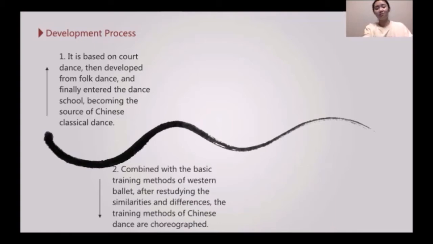Then the second stage. It started to combine with some basic training methods of Western ballet. It's a really similar word, right? Ballet dance. And after restudying the similarities and differences, the training methods of Chinese dance were choreographed. So, as you can see here, Chinese classical dance uses something from Western ballet. You may have some questions in your mind, but no worries about that. We're going to discuss it later. So just keep thinking about the next stage.